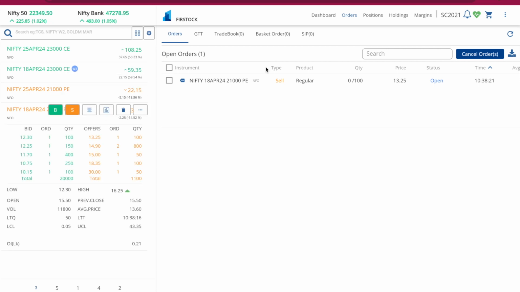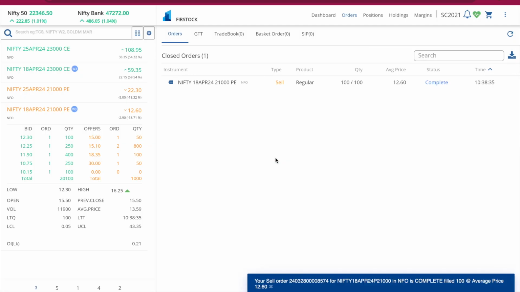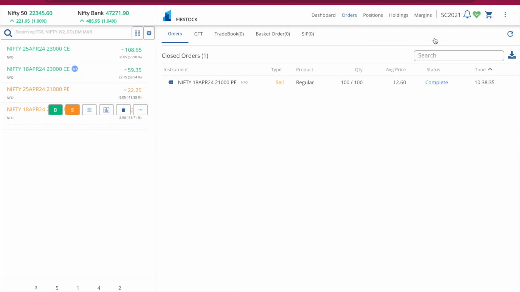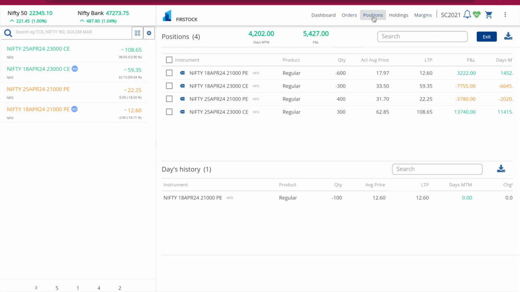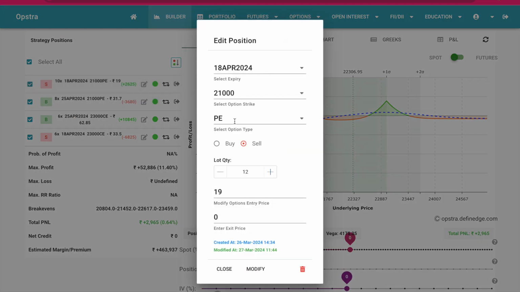Let's check the market depth. Again, this gap is huge. So we'll get something at 12.6. This is executed. Margin left is 4.27 and the position is 600 at 17.97. That's almost 18, so it will do. We'll adjust it for 18.